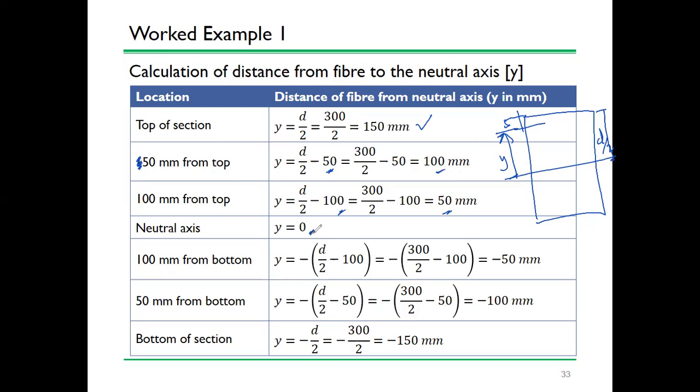At the neutral axis, y is 0. And then from the bottom, we are using negative to measure our y, as we explained earlier. So this one will give us negative 50, this is negative 100, and this is negative 150. And negative 150 is all the way from here to here.